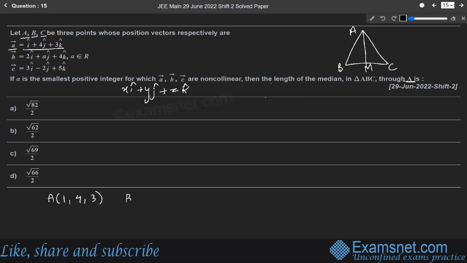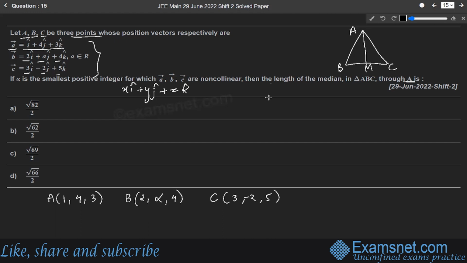Similarly, considering point B, the values of x, y, and z will be 2, alpha, and 4. And for point C, we will have the values of x, y, and z as 3, minus 2, and 5. Since it is given that A, B, and C are the 3 points whose position vectors are these given vectors, point A will be 1, 4, 3, point B will be 2, alpha, 4, and point C will be 3, minus 2, and 5.